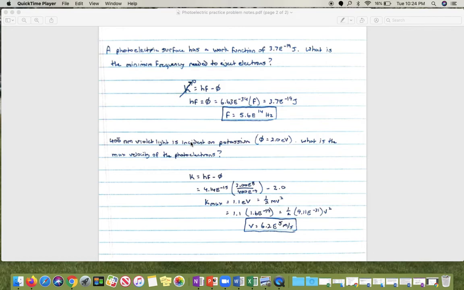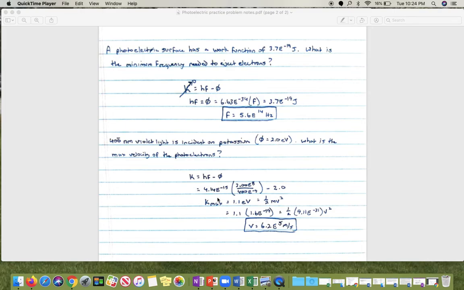Let's say we put 400 nanometer violet light incident upon potassium that has a work function of 2 electron volts. And we want the maximum velocity of the photoelectrons. If we use Einstein's equation, K equals hf minus the work function, and this is usually the way I start. I know we can write it as a conservation of energy statement and say hf equals K plus the work function, but this is the way the equation is usually written.